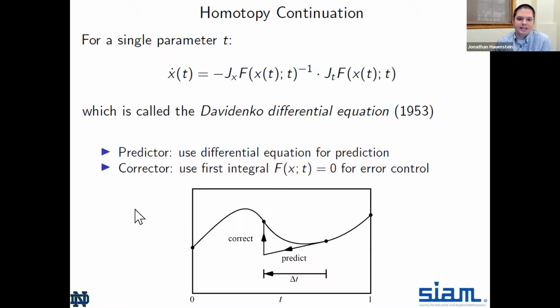So again, you have predictor methods. This is an ODE, so you have an ODE predictor. And then because we have this first integral, because we know the function vanishes, we can correct back to the path. So in homotopy continuation, you just have a single parameter where we have a path, but it applies much more broadly in the implicit function theorem where you have multiple parameters that you want to study. Okay, perfect.